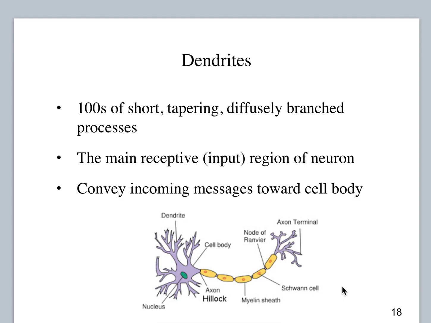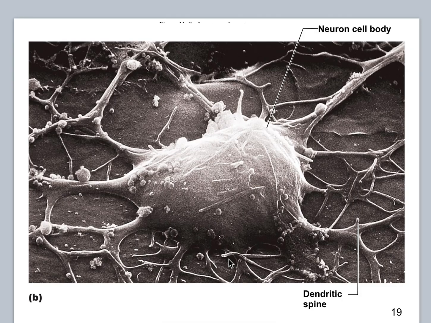The dendrites may be hundreds of short, tapered, diffusely branched processes. This is the main receptive input for the neuron. They receive incoming messages that are directed towards the cell body of the neuron. Here's an electron microscope picture of a neuron with dendrites.